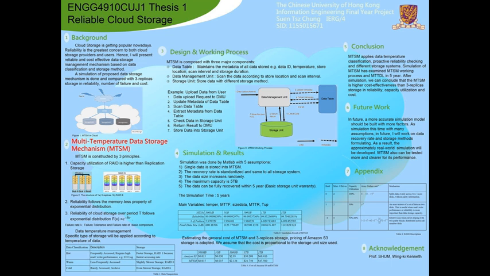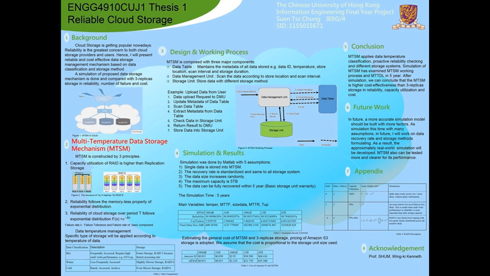And to estimate the cost of MTSM and three-replica storage, we adopt the pricing model of Amazon S3, and we have a very important assumption. We assume the cost is proportional to the storage size used. That's why capacity utilization is very useful here. And you can see that when the MTSM data size gets large, the price is cheaper than Amazon S3. So we can draw our conclusion: MTSM has higher cost effectiveness than three replicas.